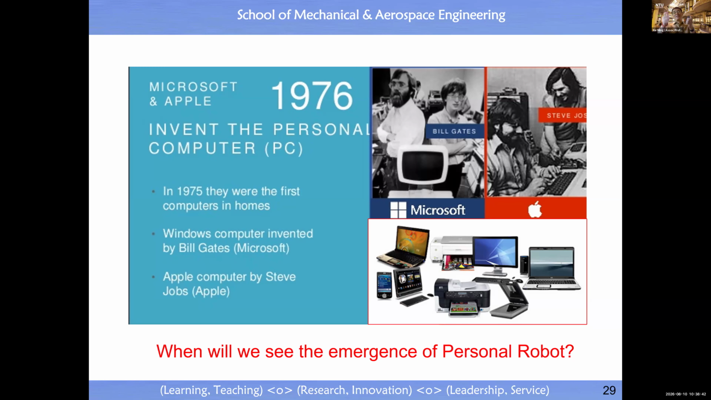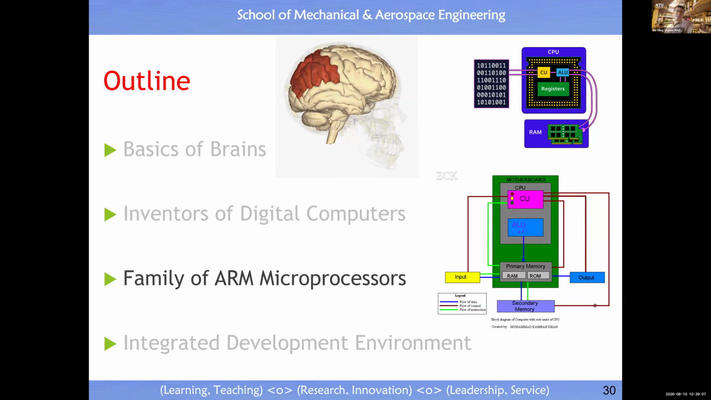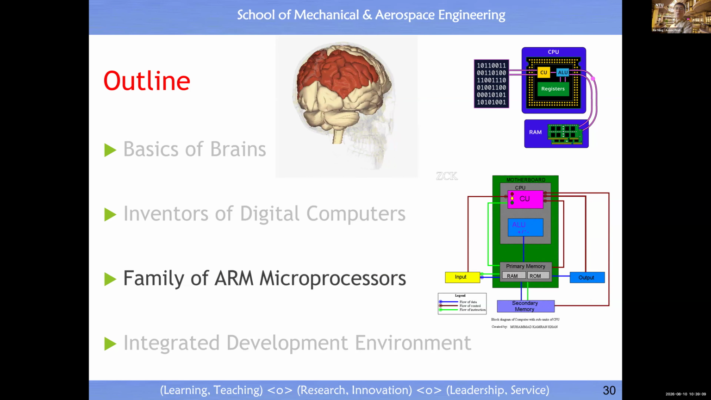Because all of you are from the mechanical engineering school, it should be trivial for you to extend the personal computer into a version with a body, with legs, with arms, with hands, something like that. Once you do that, then we have a personal robot. So that's about the inventors, the important people for you to remember.